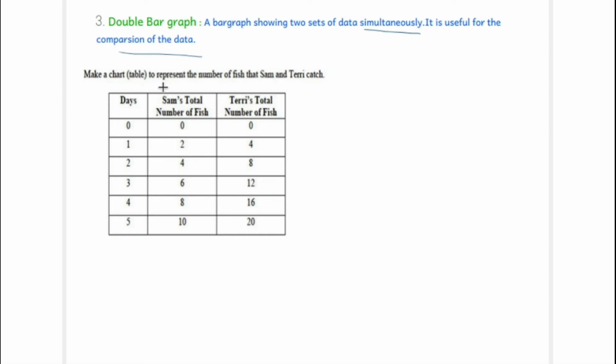Make a chart to represent the number of fish that Sam and Terry catch. Okay, days. So 0 days means nothing is there, we can neglect this data as well. Now on the first day Sam has caught 2 fishes and Terry's total number of fishes is 4. Then second day 4 and 8, 6 and 12, 8 and 16, 10 and 20, like this. Okay, now we are going to draw a double bar graph.